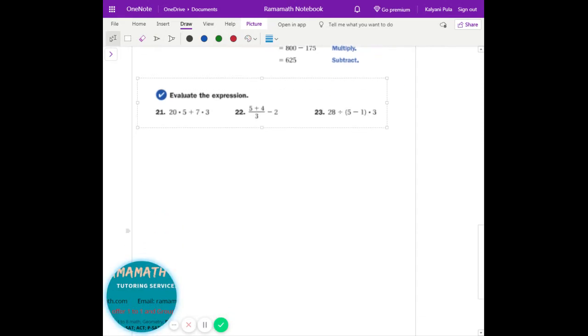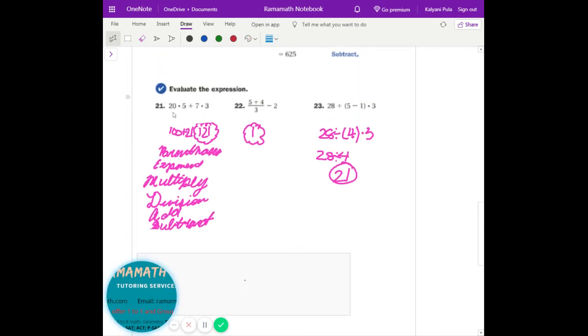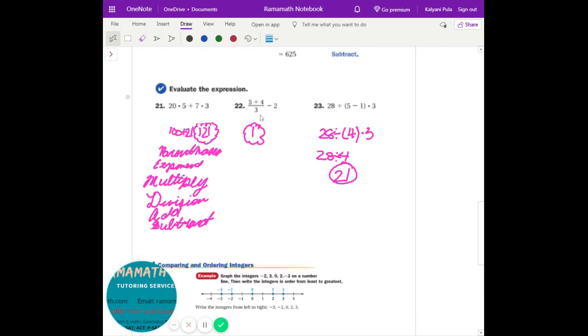Let's practice these questions using the order of operations. I like that. You did that work. You multiply these two first, and then add, and you get that. Then you simplify and then divide by 3 minus 2. That's good. And you follow the order of operations.